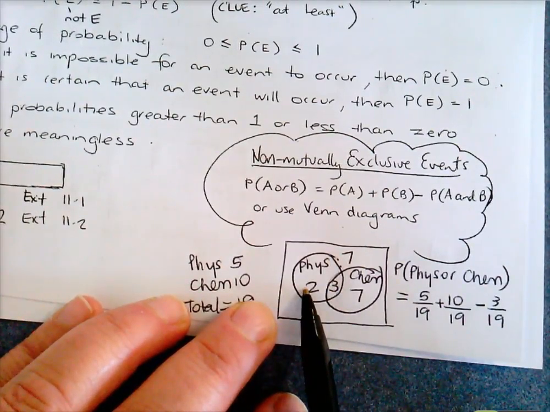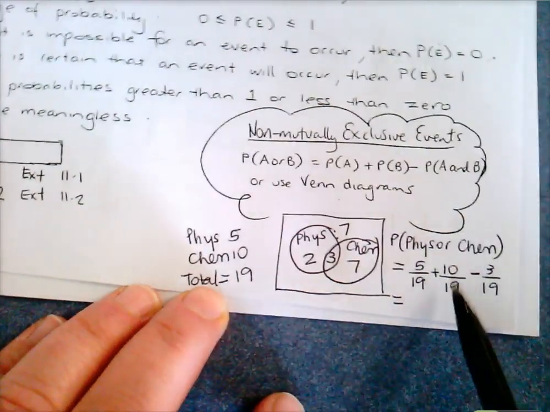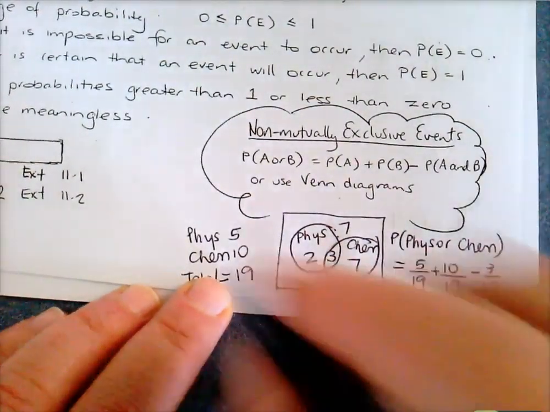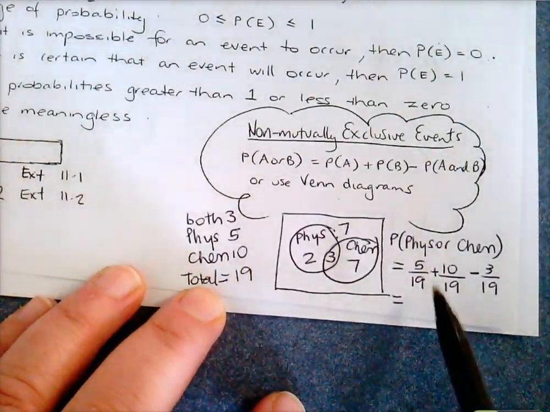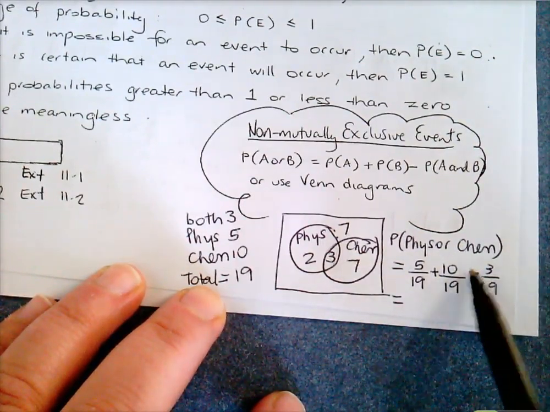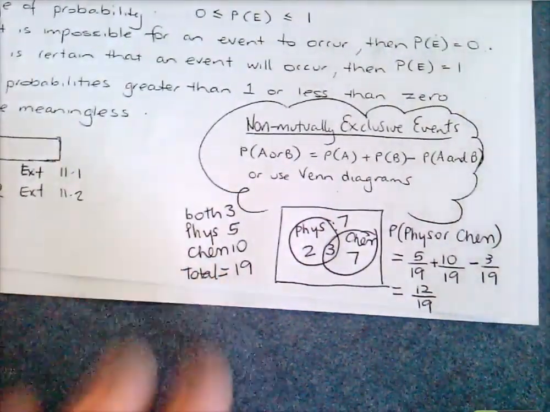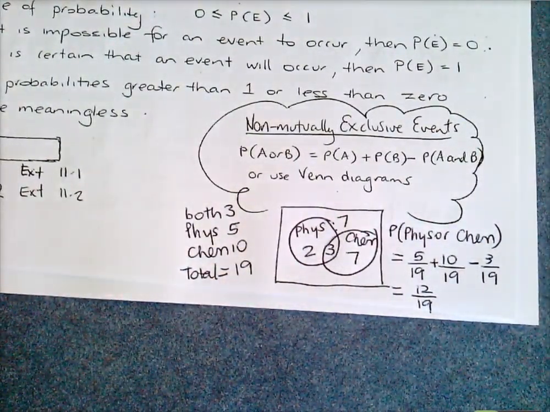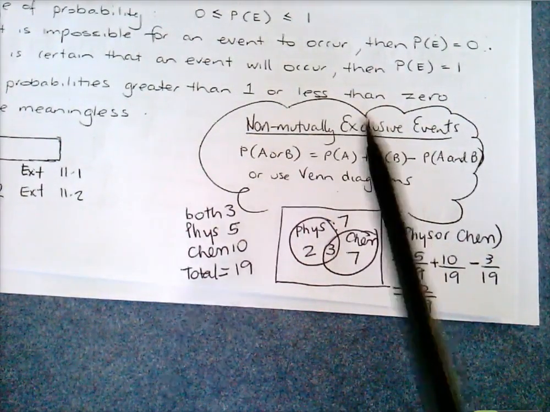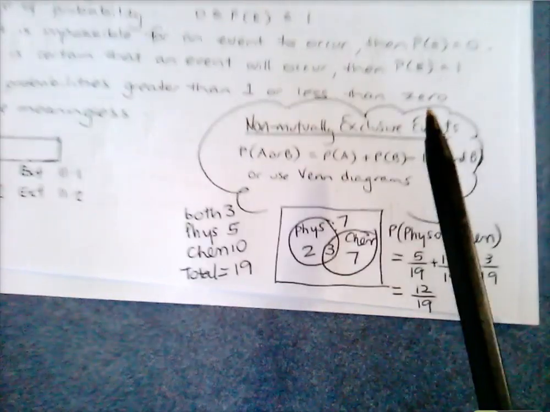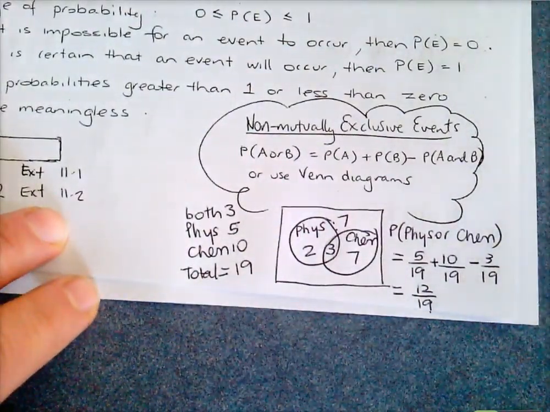So, I can see I've got 10 that do chem, 5 that do physics, 3 that do both. So if I want the physics or the chem people, I go 7 plus 3 plus 2 is 12. But if you just do 5 out of 19 and 10 out of 19, you have got too many people. So I need the both people, both physics and chem are 3. So I go 5 out of 19 plus 10 out of 19 minus 3 out of 19 is 12 out of 19. Okay?